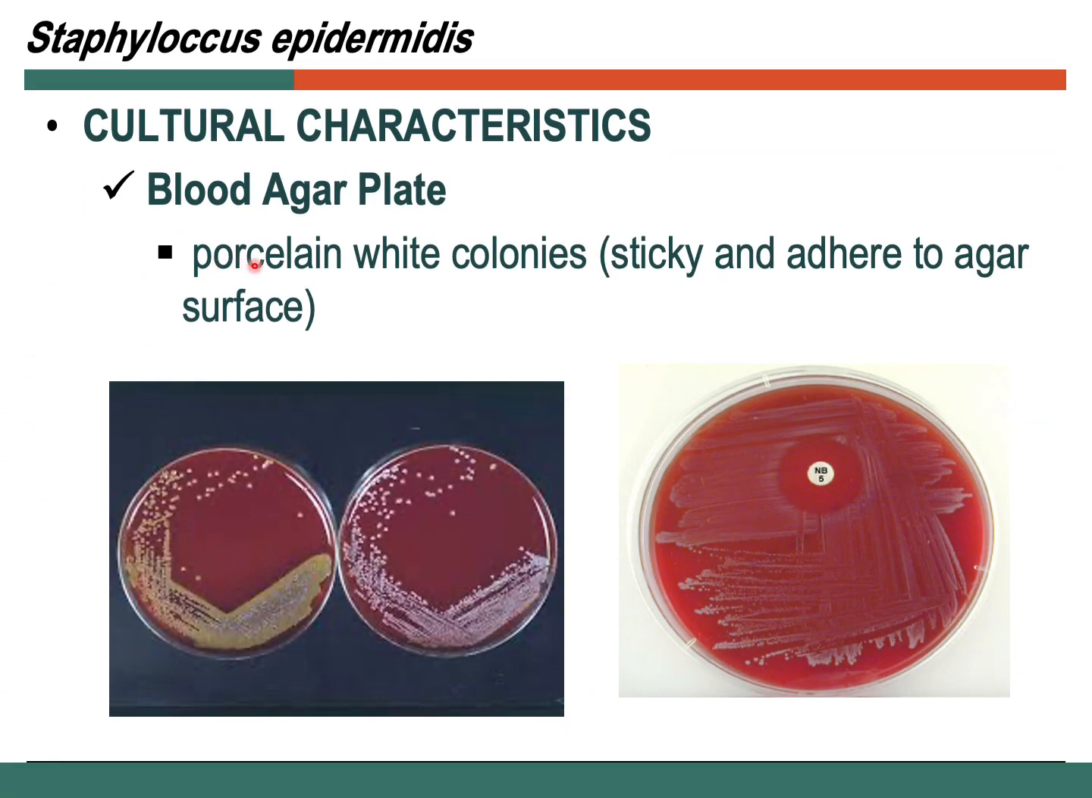So for culture characteristics, Staphylococcus epidermidis usually forms porcelain white colonies. By the way, the old name of Staphylococcus epidermidis is Staphylococcus albus, ALBUS, which means white. But it was changed by the Bacteriology committee to epidermidis because this is common in the body.